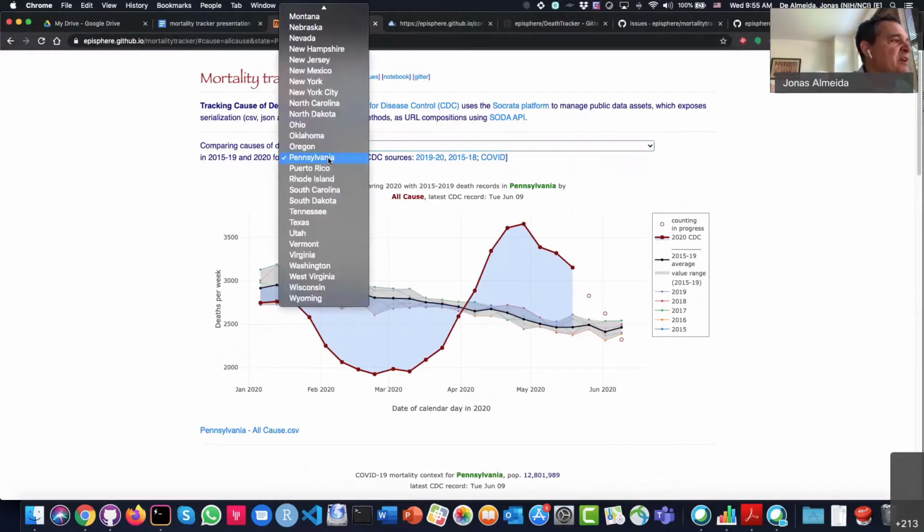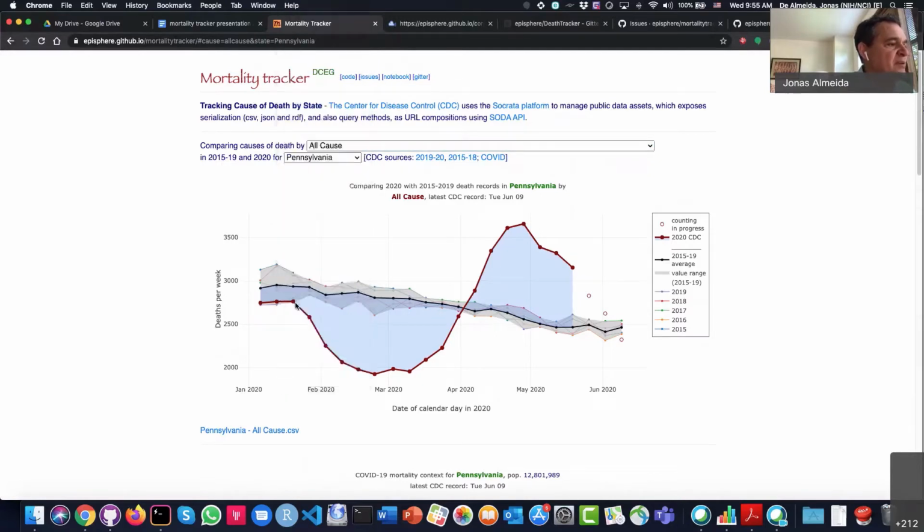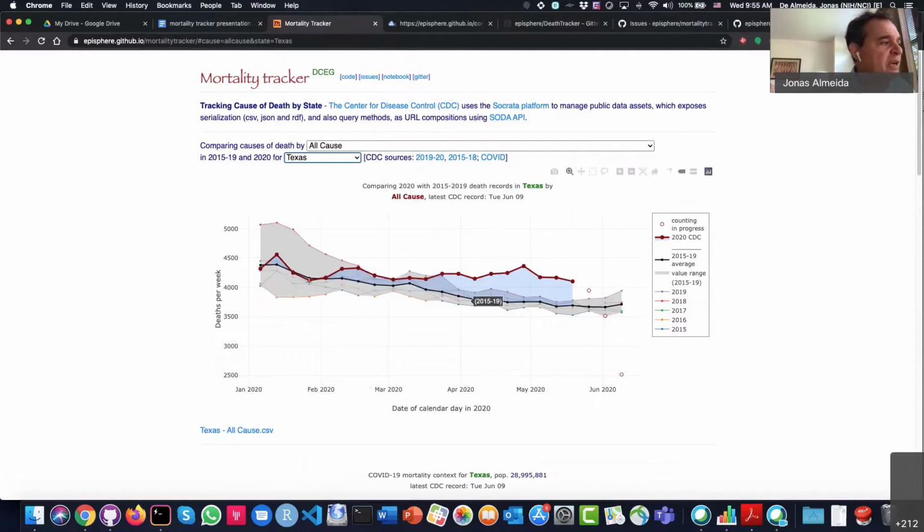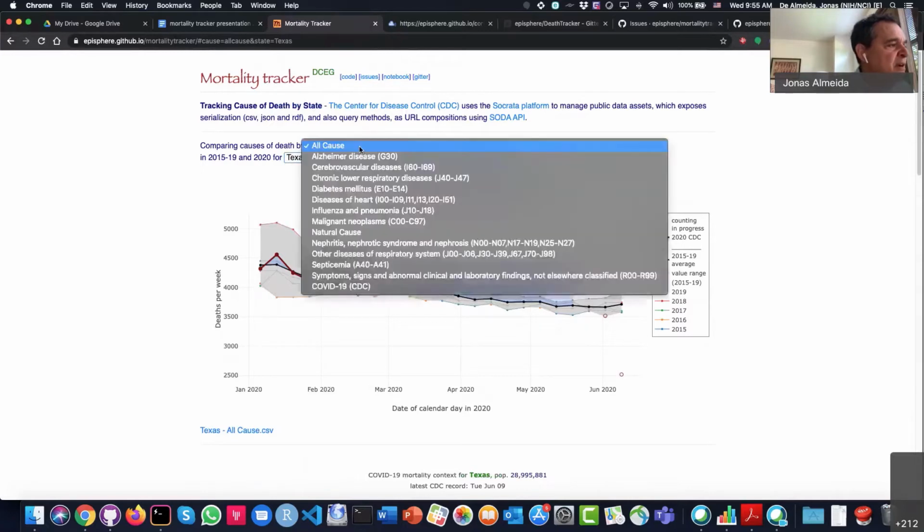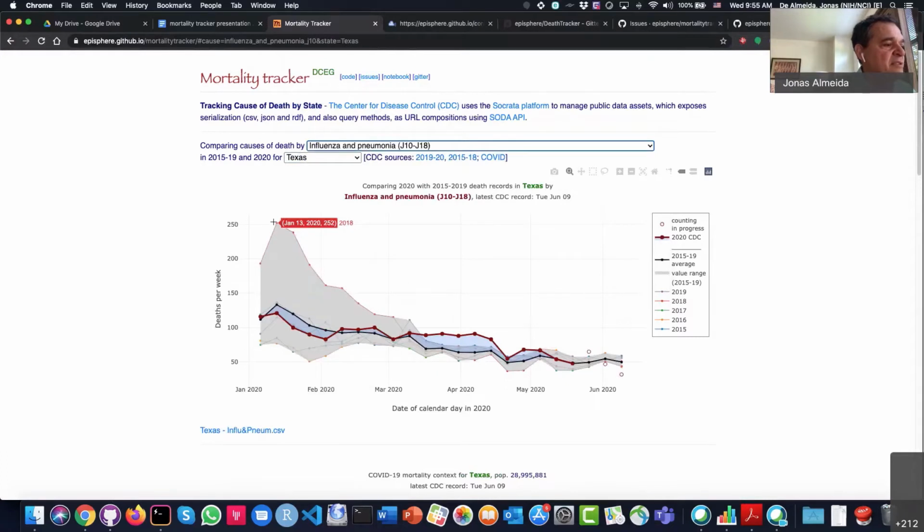Let's move away from Pennsylvania and get to some, for instance, Texas here. So one last exercise of how you look for causes that may be unusual. For instance, you see Texas had a very high mortality in 2018. You may say, well, I remember they had a bad flu season. And indeed, there it is. So these sorts of quick exercises are possible.